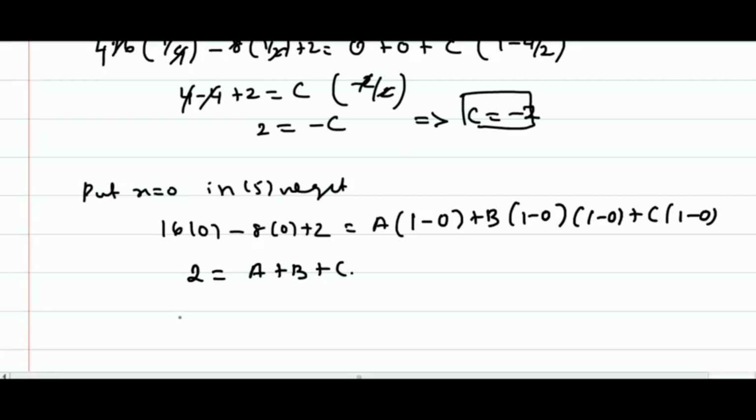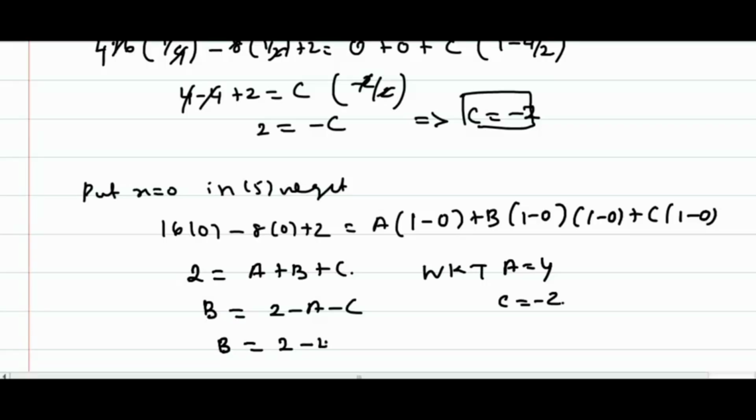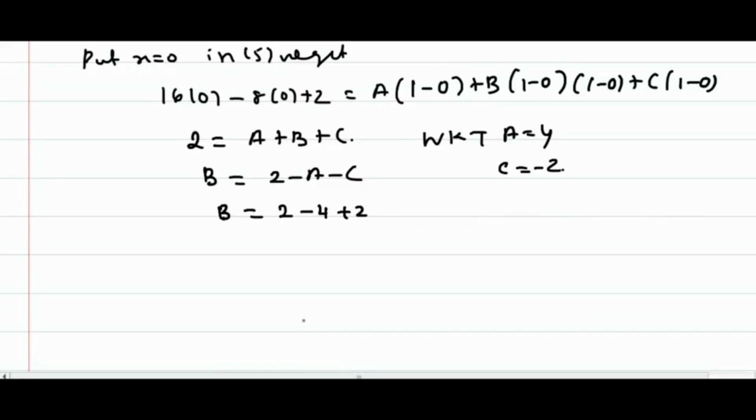Okay, we know what is the a value? A value is 4. So we know that a value is 4, c value is minus 1. Using a and c, we can write b equal to 2 minus a minus c. Okay, so b equal to 2 minus 4 plus 1. Therefore b equal to 0. Okay, so b equal to 0.